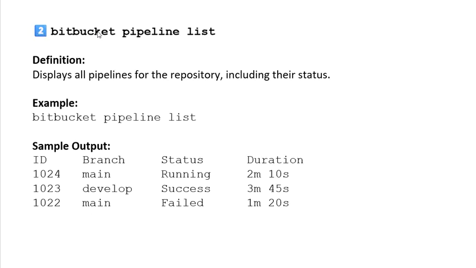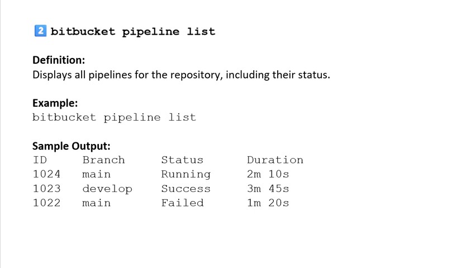Second is bitbucket pipeline list, and the definition is: display all the pipelines for the repository, including their status. The example is bitbucket pipeline list, and the output shows the ID, branch, status, and duration. The statuses, such as running, success, and fail, are all there in the pipeline list.